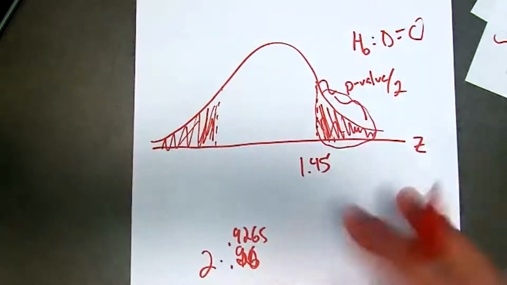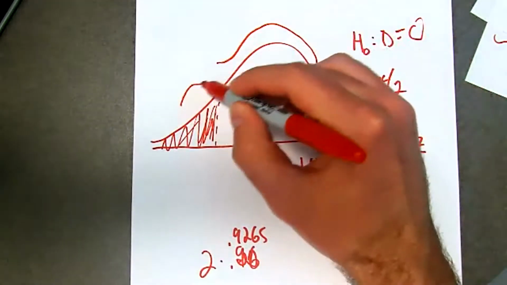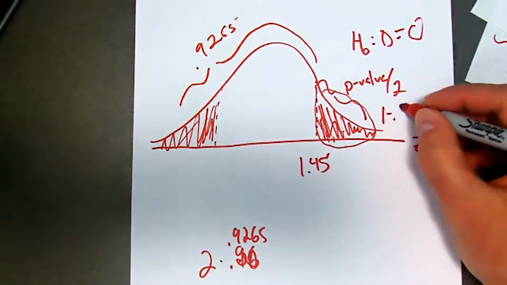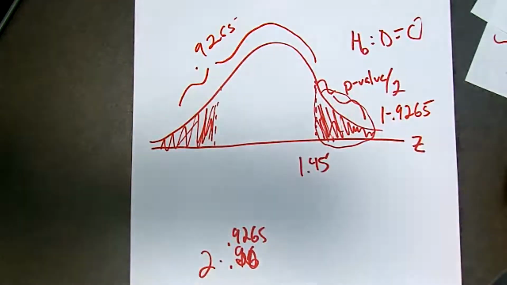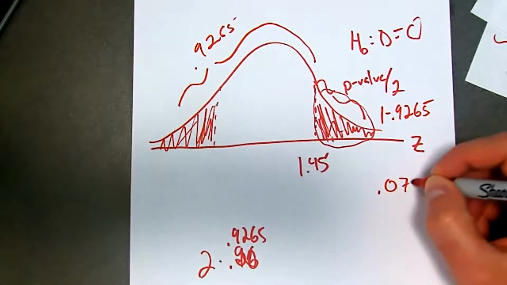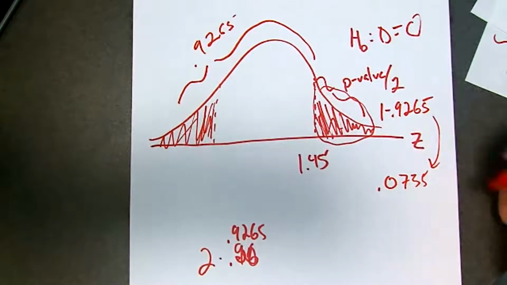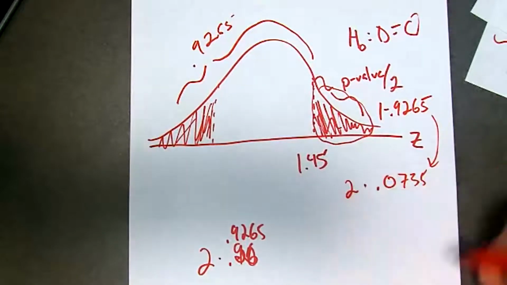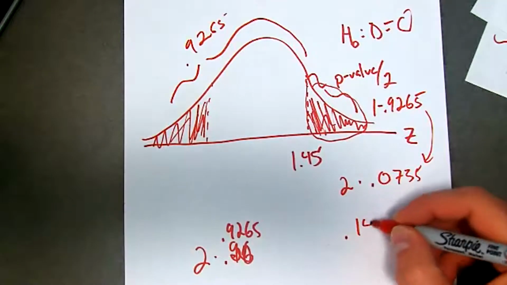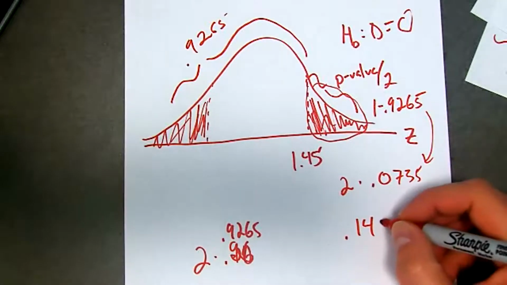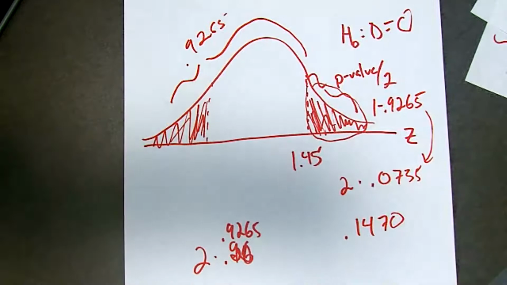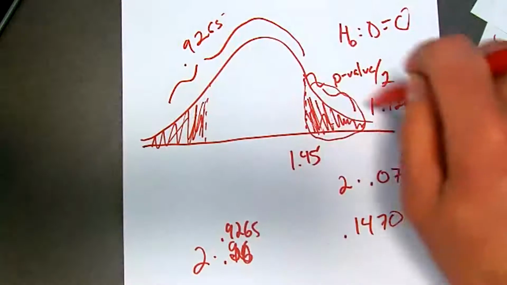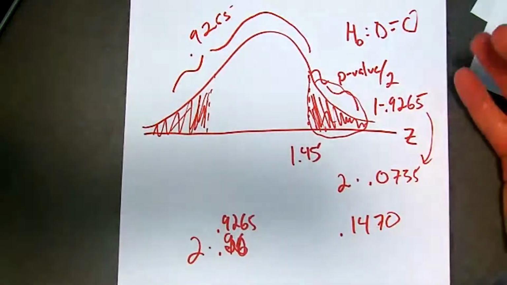That's because the area to the left of 1.45 is 0.9265. So the area to the right would be 1 minus that, or 0.0735. Well, then I have to remember, this is only one tail. This is the value I need to multiply by 2. I should get 0.1470. So if I had forgotten to subtract this from 1 because I'm looking at the area in the right tail, this is where drawing it out sometimes can help.